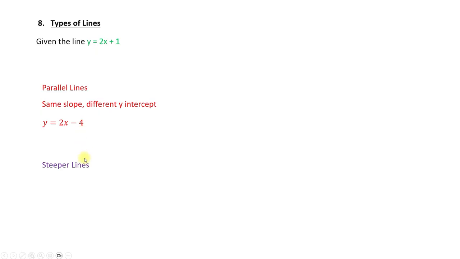If we want to write an equation for a steeper line, all we need to do is make sure that this number is bigger than 2. So y equals 3x plus 1 would be a steeper line than y equals 2x plus 1.